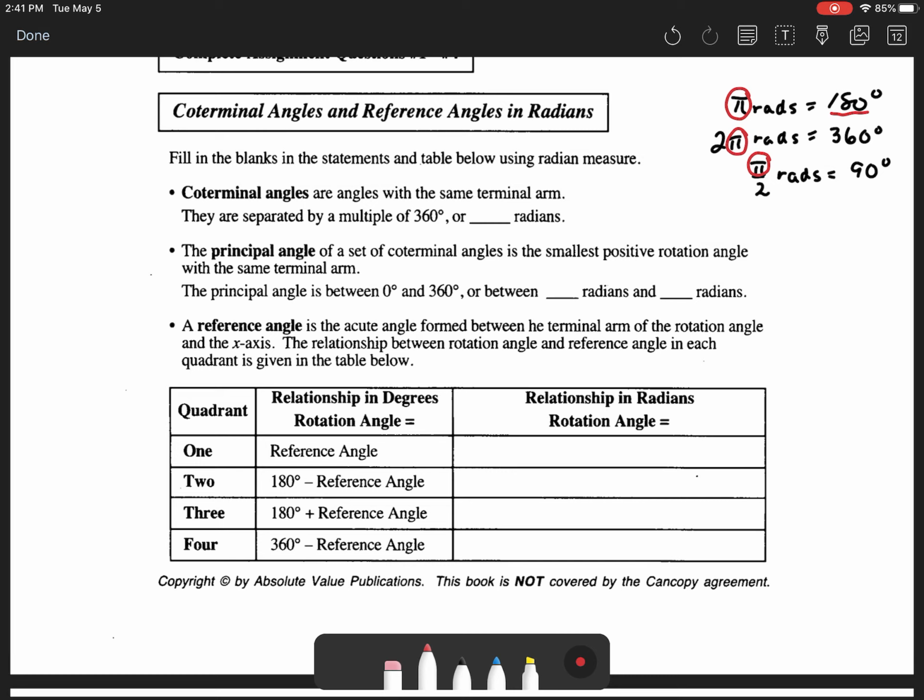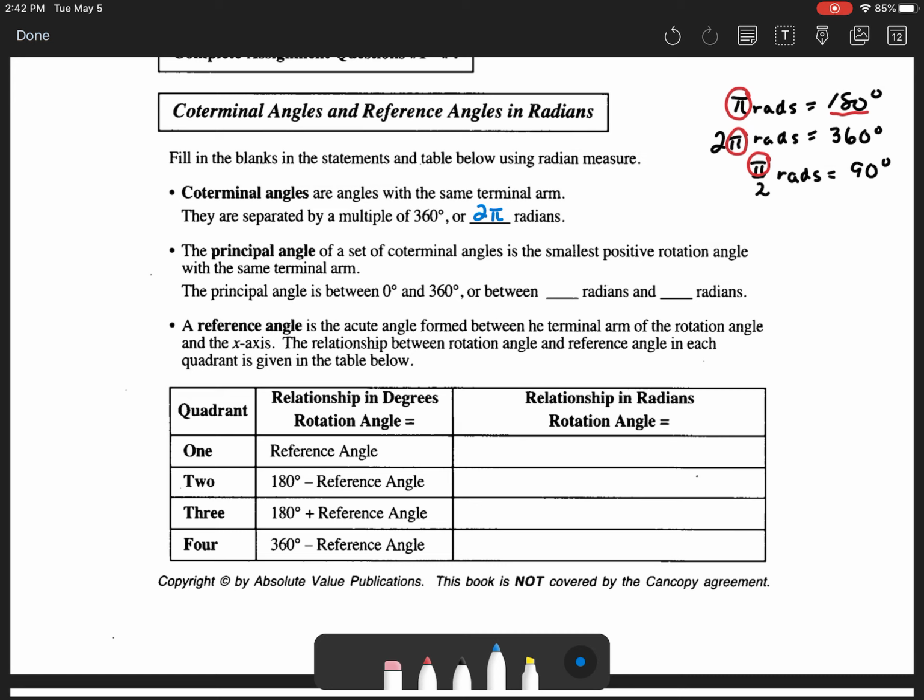Okay, so let's see if we can take that information now and apply it to the concepts that we learned yesterday. So first off, just some definitions. Coterminal angles, again, are angles that have the same terminal arm. They are separated by a multiple of 360 degrees, which is the same as 2 pi radians. Yesterday, to get coterminal angles, I added or subtracted 360 degrees over and over again. When I'm in radian measure, I don't add or subtract 360 degrees, I add or subtract 2 pi radians over and over again.